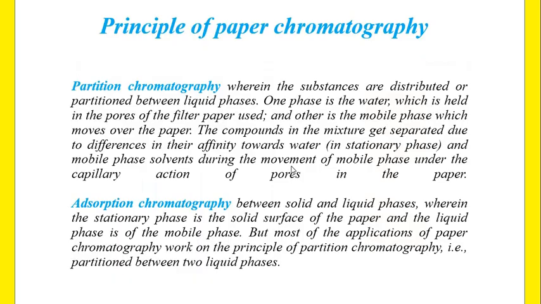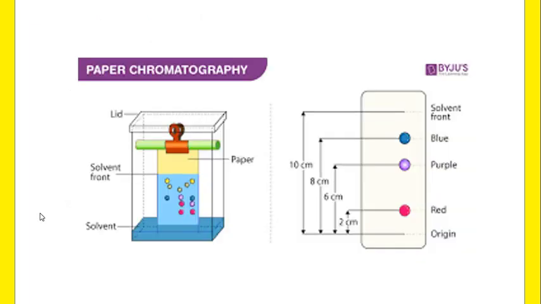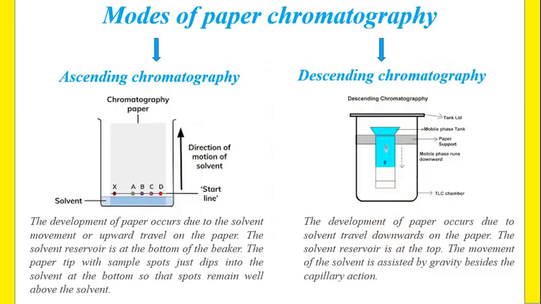Now, what is the principle of paper chromatography? The separation of the components of a mixture in paper chromatography is based on two phenomena. One is partition and the other is adsorption. Partition occurs between two liquids, while adsorption is the phenomenon which exists between a liquid and the solid phase. Now what happens in partition chromatography?